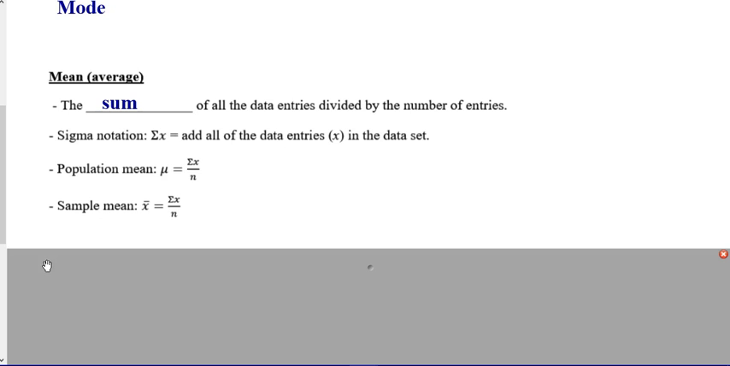When you see it in your calculator, it's going to look like this. It's a funky looking E, which is sigma notation, which means add all the x values of the data. The population mean, which is this funky looking mu, is the sum divided by n. That's how it looks. And then the sample mean, also the sum of x over n.